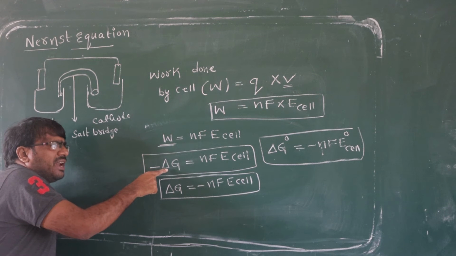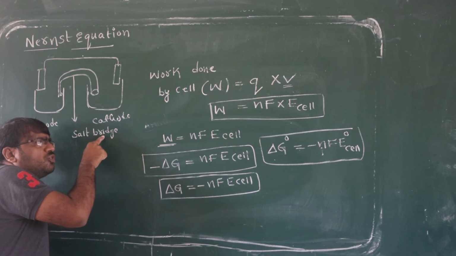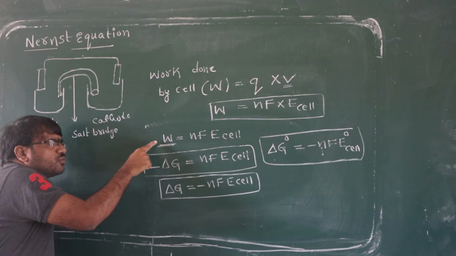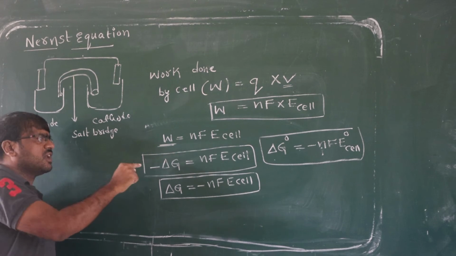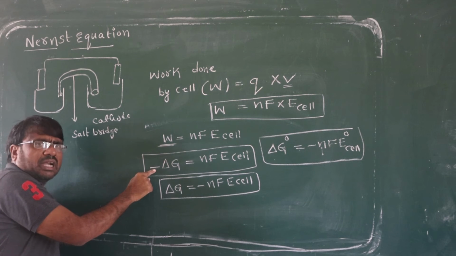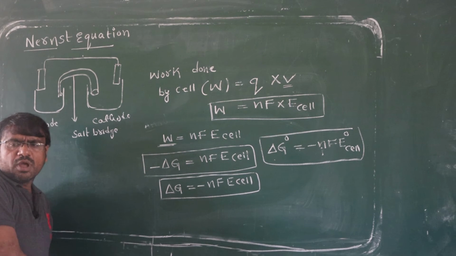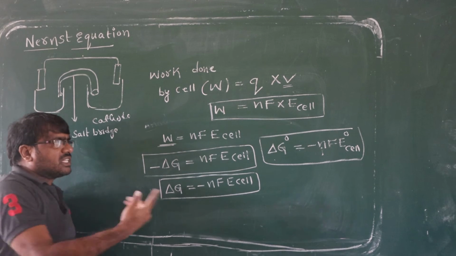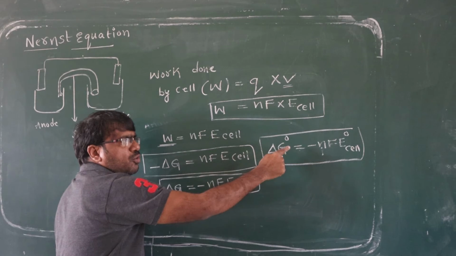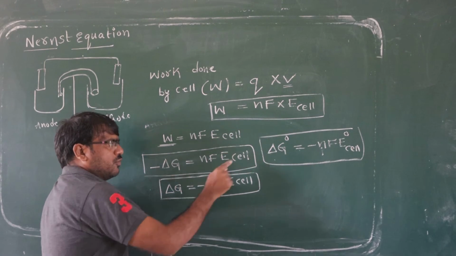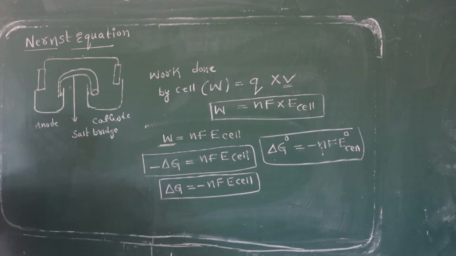Why did I substitute delta G here? The system is going to do some useful work. That useful work is nothing but Gibbs energy. Because of useful work, free energy decreases. So that's why it is represented with a negative sign: minus delta G is equal to nF E cell. Next, at standard conditions, delta G naught is equal to minus nF E naught cell. So very, very important formulas. This is the first basic information. Then we can derive the Nernst equation. Please note this down.